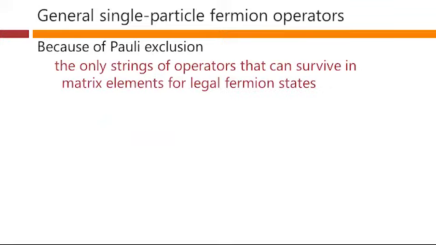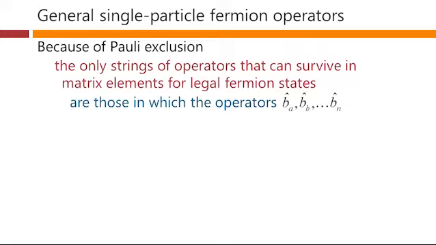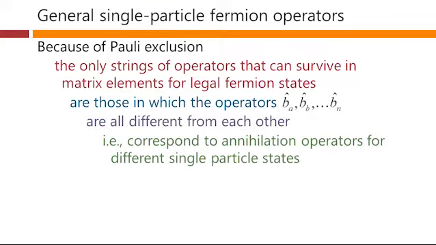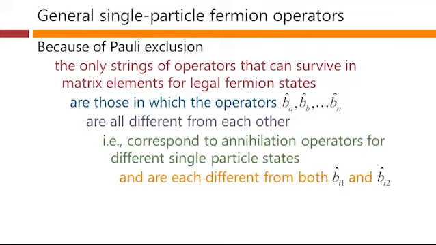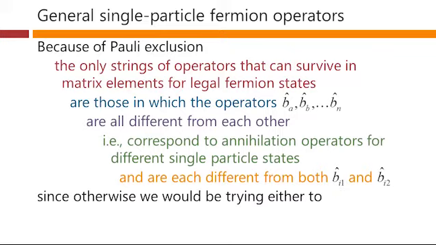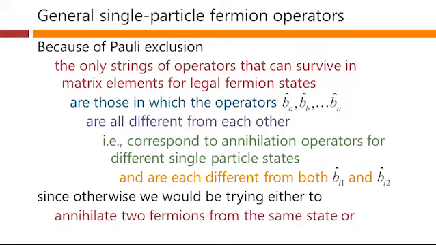Because of Pauli exclusion, the only strings of operators that can survive in the matrix elements for legal fermion states are those in which all of the operators in this list are different from one another. That is, they correspond to annihilation operators for different single particle states. And each of them is different from both of these, because these have to be different states again from any of the ones in this list. Otherwise we would be trying either to annihilate two fermions from the same state or create two fermions in the same state.